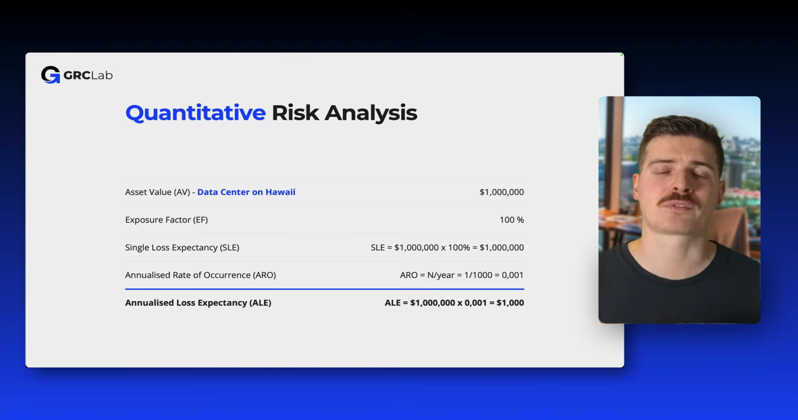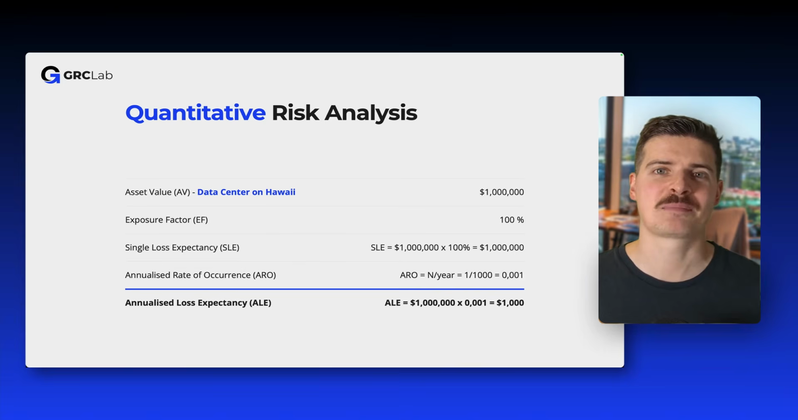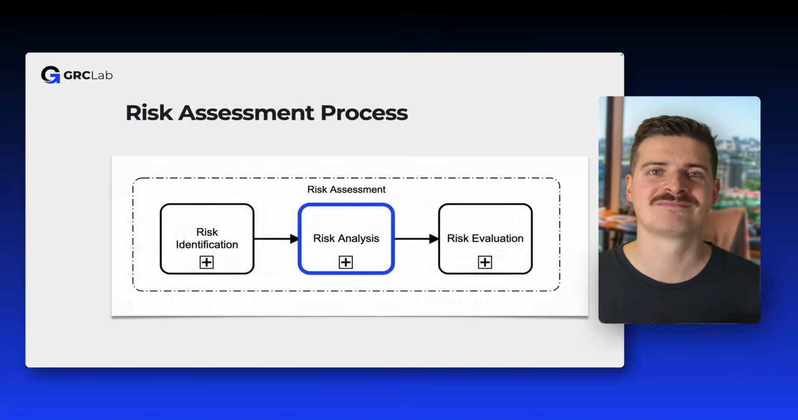Now, the probability of the risk expressed as the annual rate of occurrence is hard to determine. Based on speculation, we'll set the ARO to 1 occurrence in 1,000 years. Finally, the annualized loss expectancy is equal to $1,000, which is calculated by multiplying the single loss expectancy with the annual rate of occurrence. The third and final step is risk evaluation.